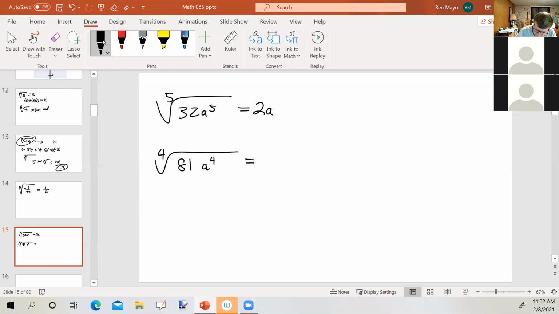It was 3, right? Yep, still is. What's the fourth root of a to the fourth? That would be a. Do I need absolute value bars around the a? I don't think so. Yes, I do. Oh, because I'm taking an even root. A could be negative, but we've got to make it positive.